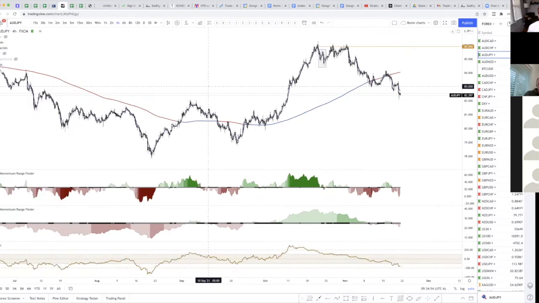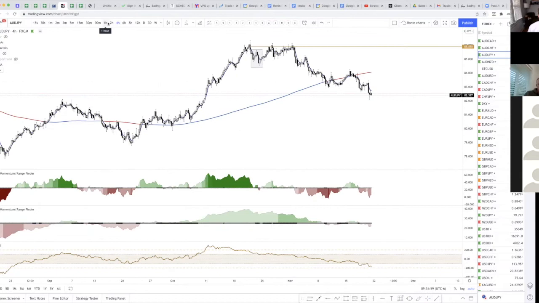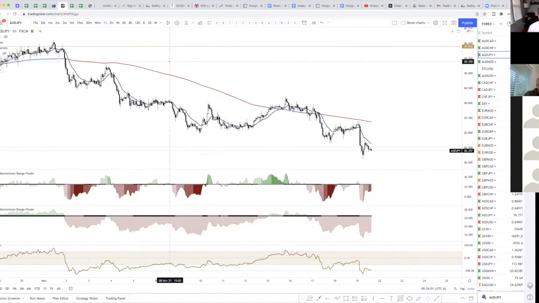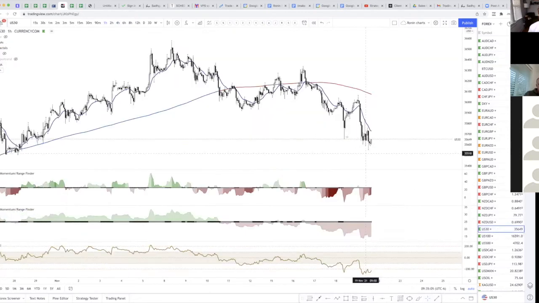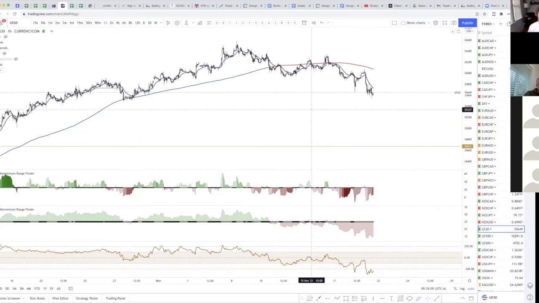So on the 4 hour, this downtrend's kind of just getting started. So really the question is, is this going to continue? Is this going to get a pullback? And as a whole, I would say I'm pretty bearish risk. It really looks like it.